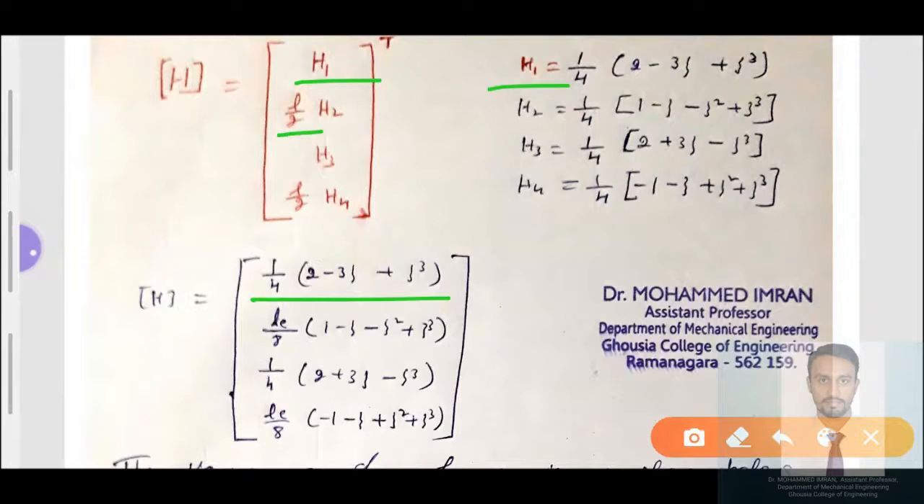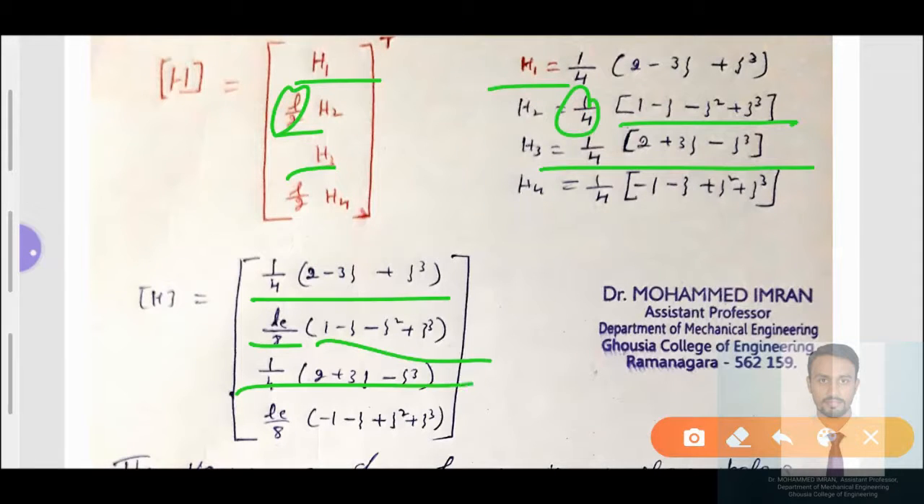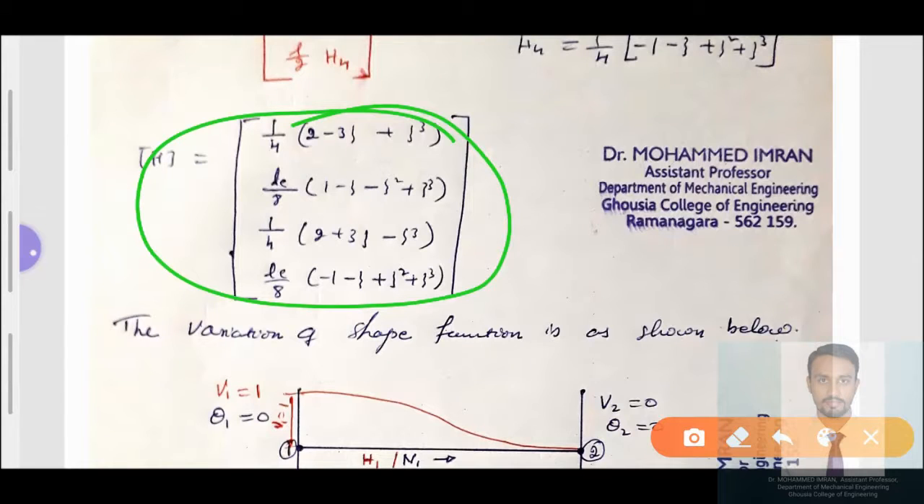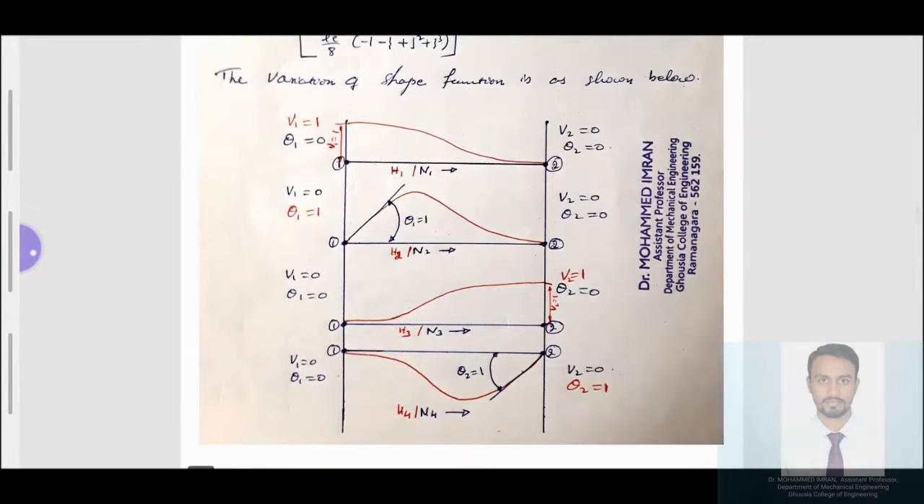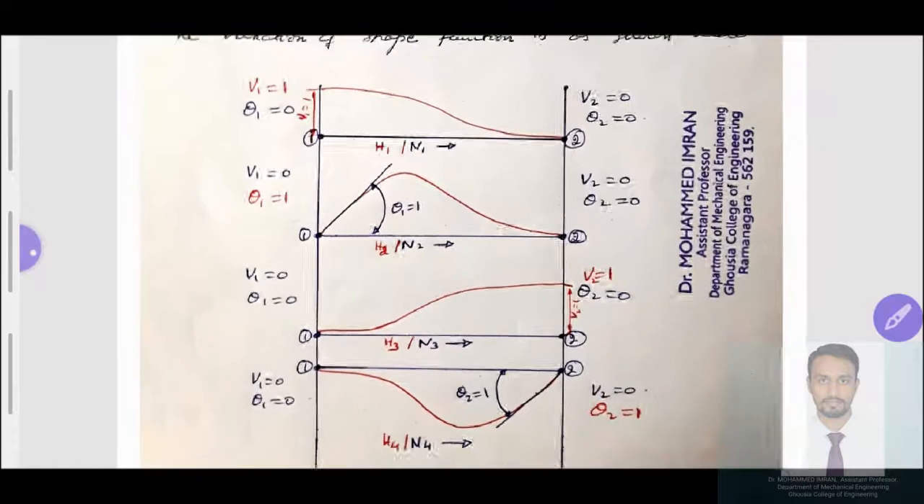Here we have L by 2 times h2. 1 by 4 into L by 2 is equal to Le by 8. This as it is. Similarly, h3 is the same as it is, we have copied. Le by 2 becomes Le by 8. This as it is we have copied here. This is called the Hermite shape function for a beam element. The variation of the Hermite shape function is shown in the figure below.